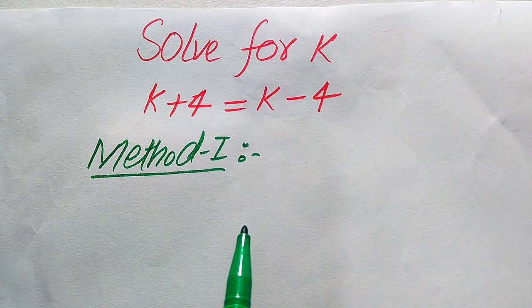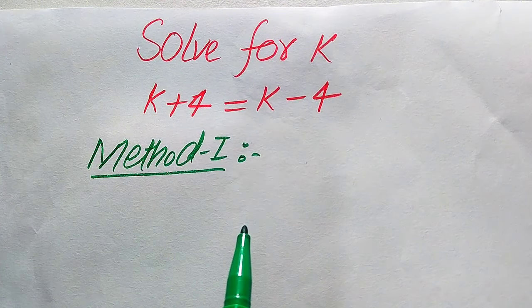Okay, so we'll move towards the solution of this problem, and now the very first thing we are going to do is take a squaring on both of the sides. So when we apply squaring on both of the sides, it will be written as (k + 4)^2 = (k - 4)^2.